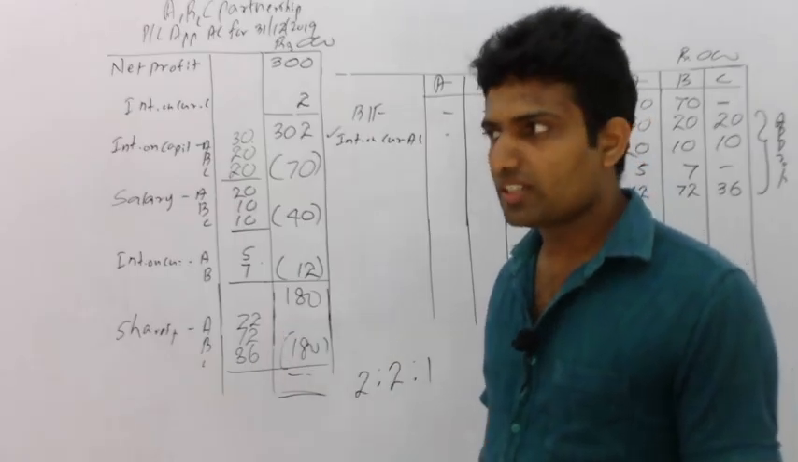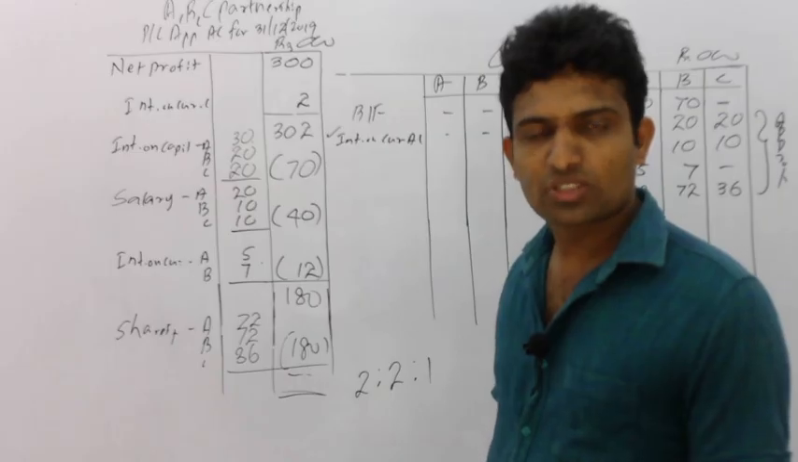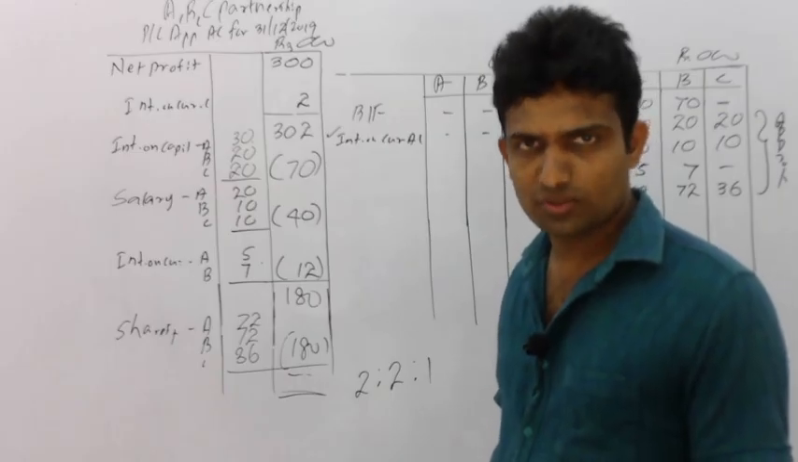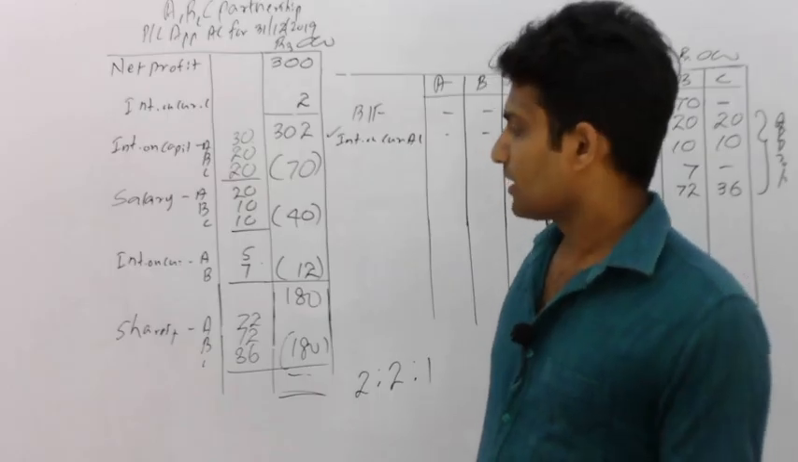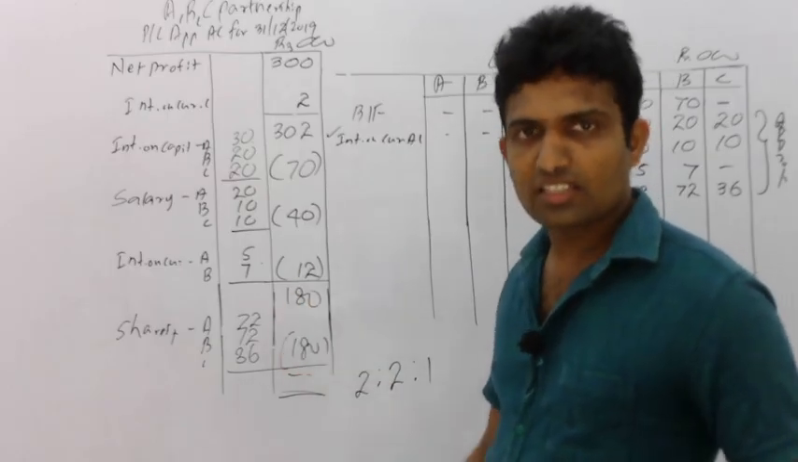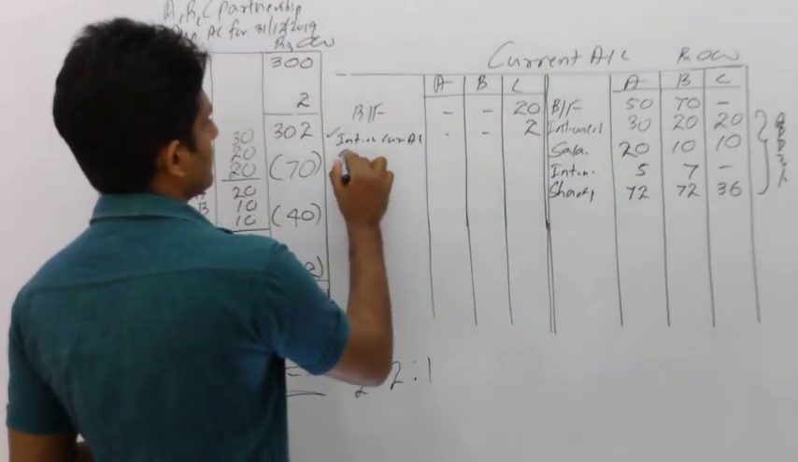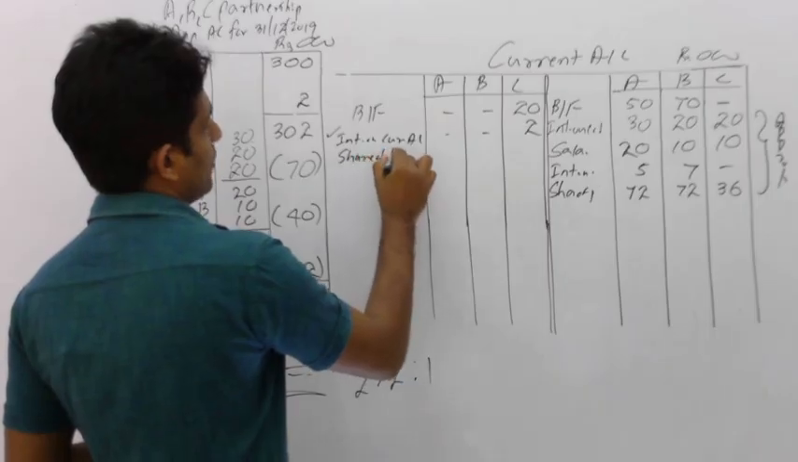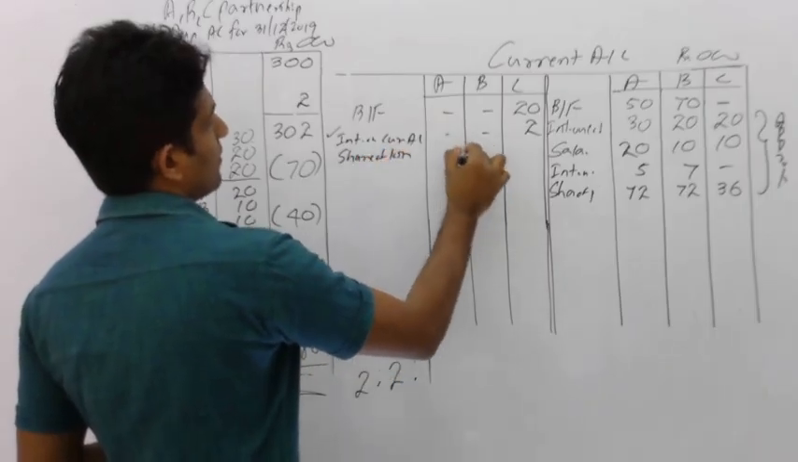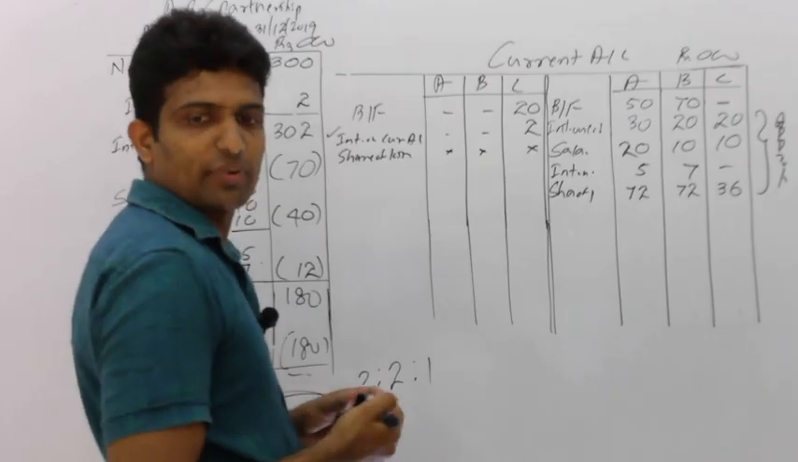The old syllabus had interest on drawings. But in the new syllabus, nothing is given on interest on drawings. So that does not come. Right? Anyway, in case there is any share of losses, that also should be debited. Share of losses. If there are share of losses, you can debit it here.